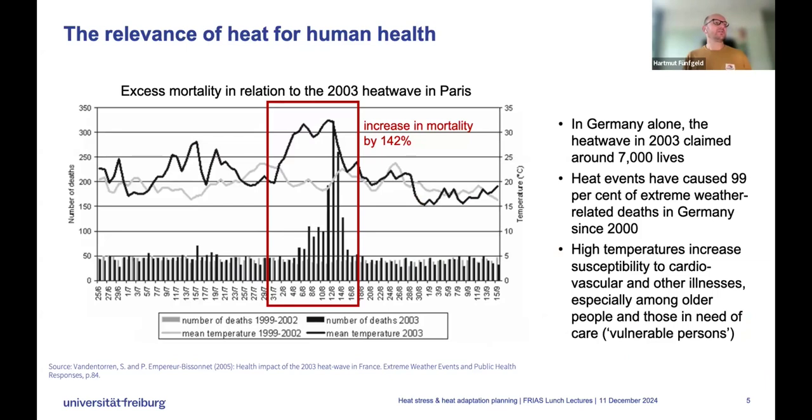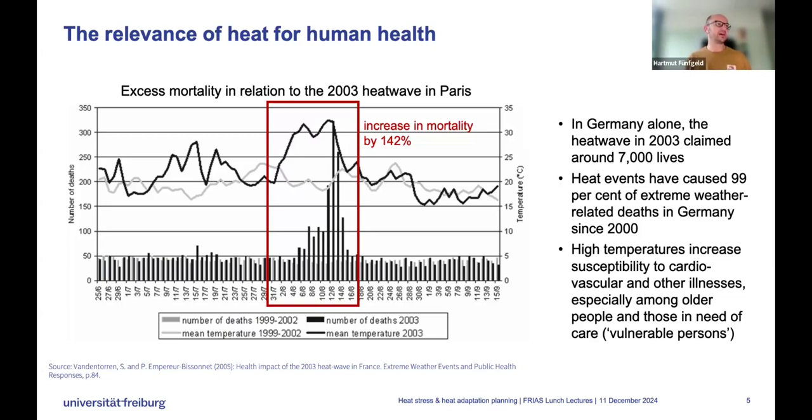Why is this important? It's really, really critical for human health. This is something we have known for quite some time, at least for 20 years, since the 2003 heat wave across Central Europe, where we had masses of excess mortality in relation to heat. You can see this graph here, an analysis of the impact on mortality of this heat wave in Paris, where it increased mortality by 142%.